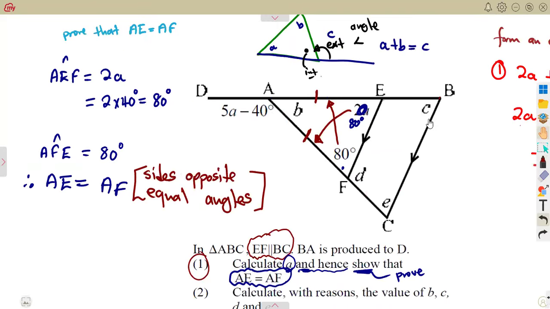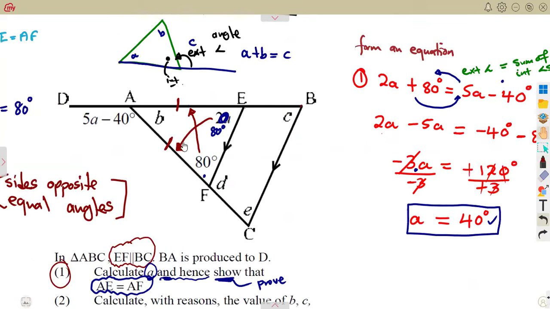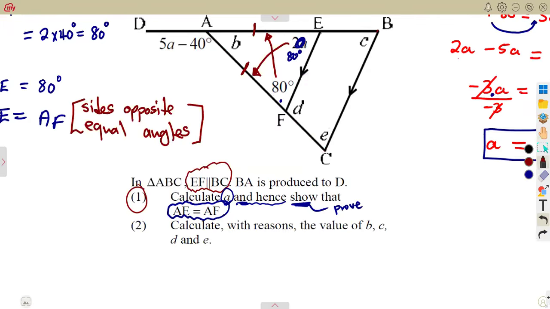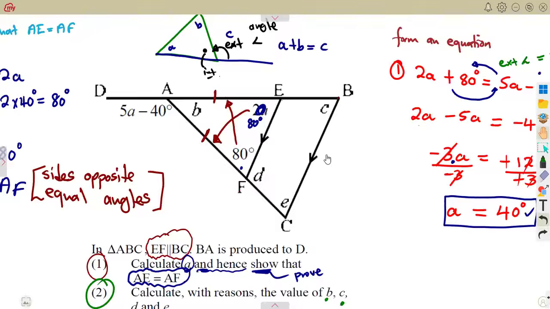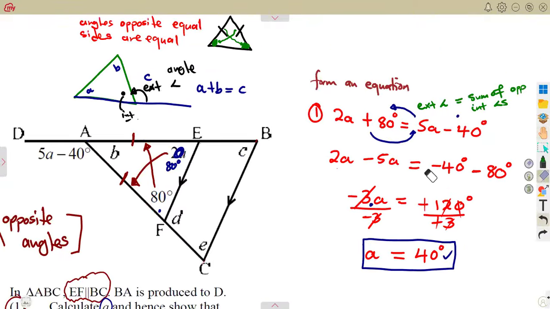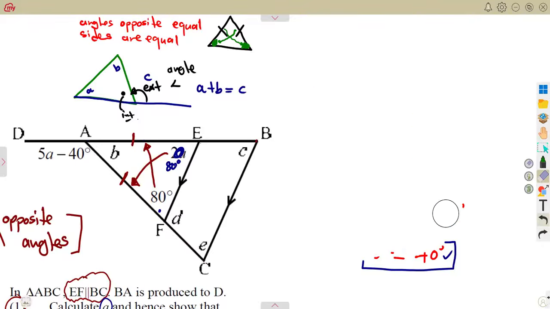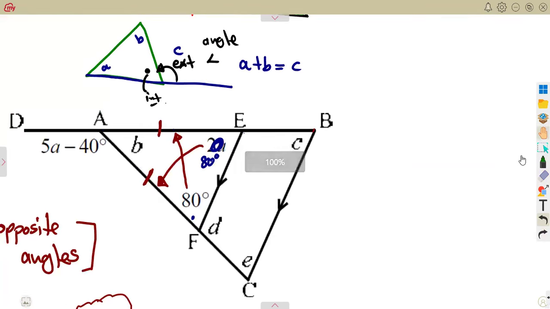So that was our question number 1 in all this part, to prove that those two are equal. All right, let's move on to another question, which is the last part of our question, question 2. Calculate with reasons the value of B, C, D, and E. So they will need reasons to calculate all these angles that are remaining. Remember, we have already calculated angle A, and like I said, you can substitute the value of A that you calculated so that you can calculate those remaining angles that we are given.